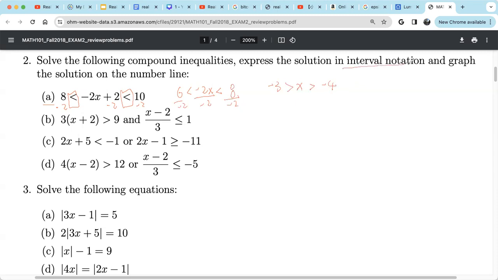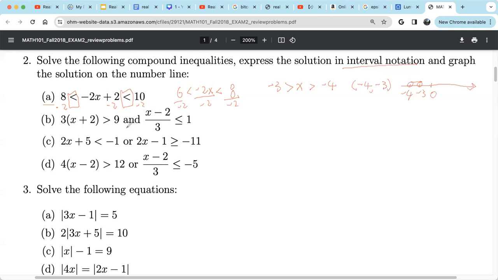So we want to write it in interval notation and graph the solution on a number line. In interval notation, we always write the smaller number on the left, -4 on the left. -3 is bigger than -4. So this is the interval notation. To graph it, you graph 0 in the middle somewhere. Maybe this is -3, this is -4. Open circle on both. Only the numbers in between -4 and -3 are the solutions.